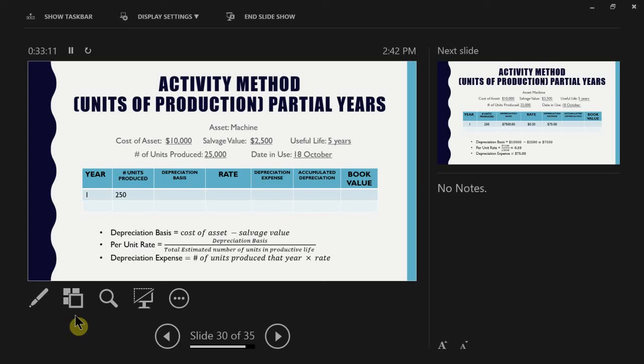Minus 2,500, salvage is 2,500. What is wrong with my calculator?